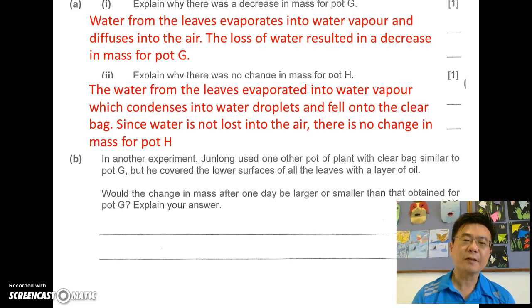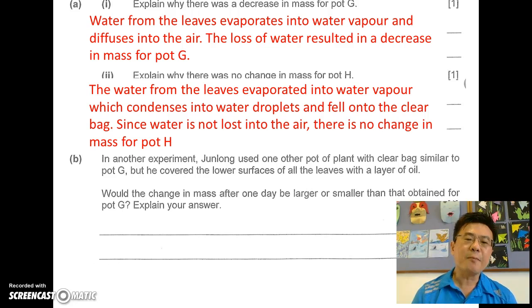In pot H, the water vapor is condensed into water droplets, and the water droplets are not able to escape since there is a plastic bag preventing the water droplets from escaping. As a result, there's no change in the mass.